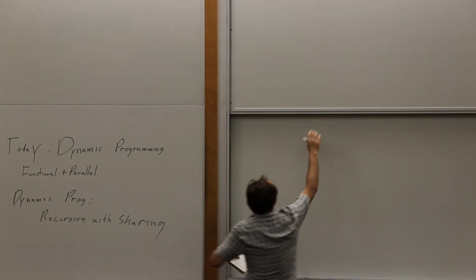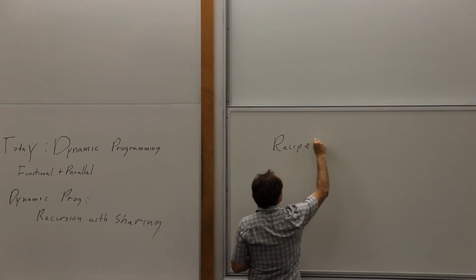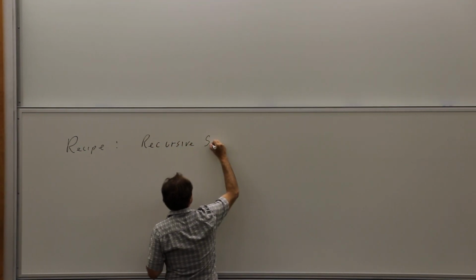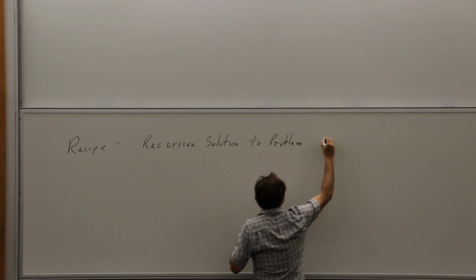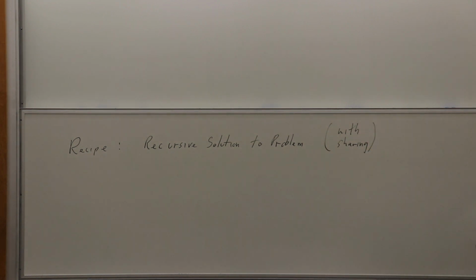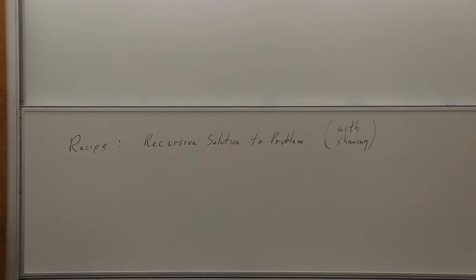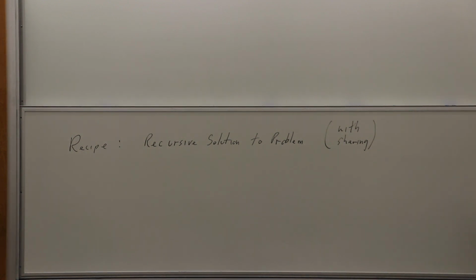So what is the recipe that we're going to be looking at for dynamic programming? The first thing is we're going to come up with a recursive solution to our problem. And the way that we're going to know it's dynamic programming as opposed to just a standard divide and conquer is we're going to recognize that some of the function calls we're making have the same arguments coming from different calls, from different locations in our recursion tree. And so there's some possibility for sharing.